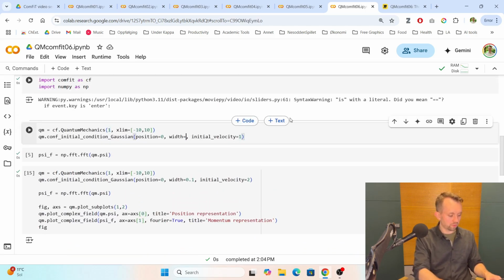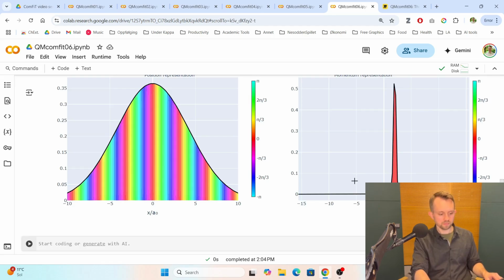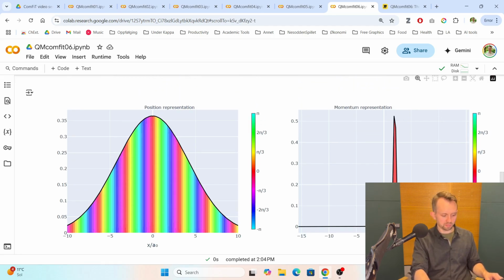And it also goes the other way around. If I give it a large width in real space, then we can see that the momentum representation gets very narrow.